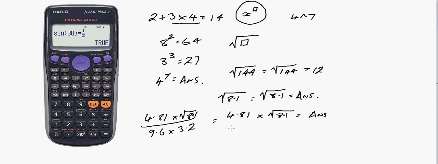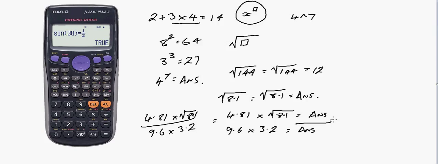I would then go 9.6 times 3.2, and that would also give me an answer. Now obviously it's this answer over this answer, so it's this number divided by this number, and you'll have two sets of numbers here, and then you'll get a definitive answer, and then you give them the answer according to the degree of accuracy that they want.